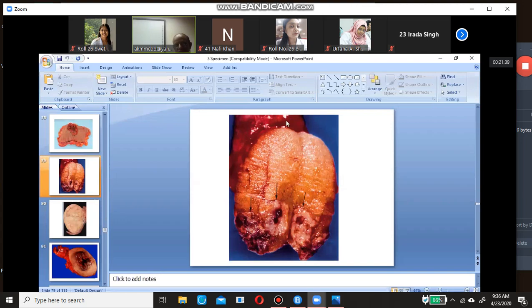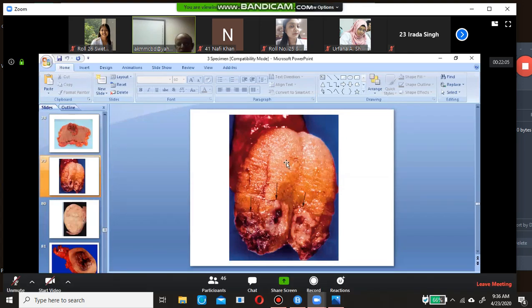This is testis. And what you can see here, this part of the normal testis. When testis is opened up, it bulged. The surface bulged. You can see the bulging of the cut surface. But what about this part? This part is not normal. This part is normal, but this part is not normal.